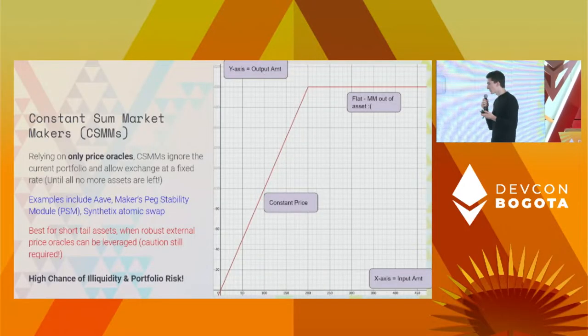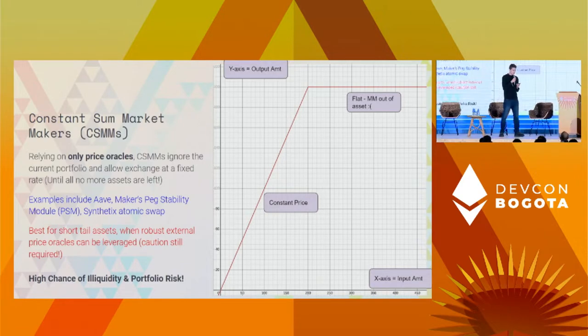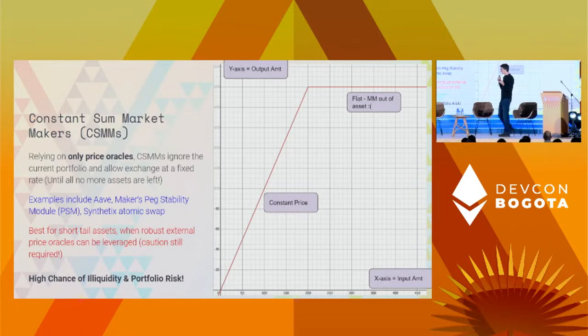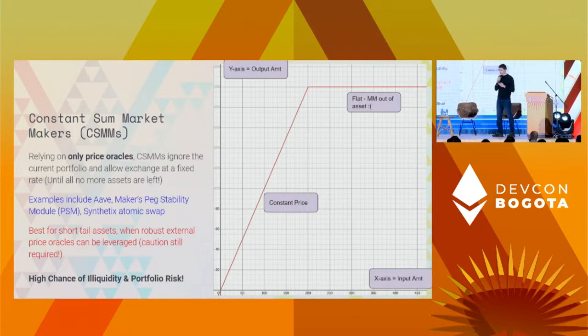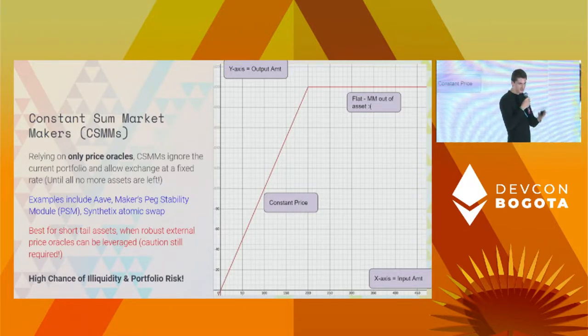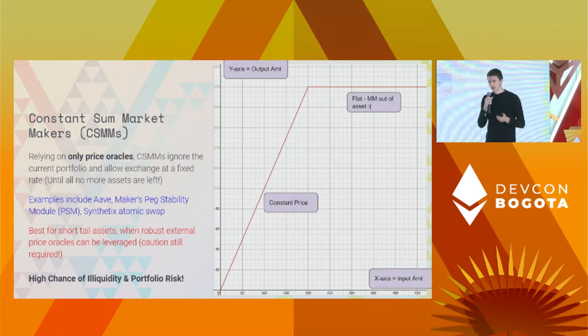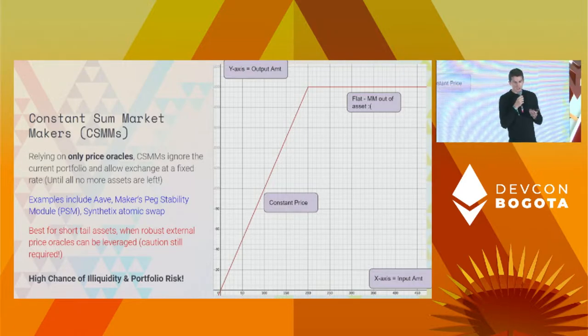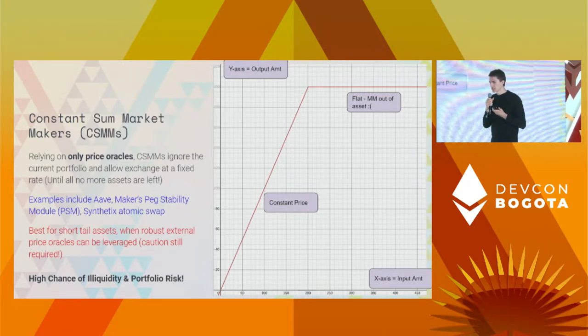Now, on the other hand, as we said, if you can leverage an oracle, that can lead to much better pricing. And so a constant sum market maker is sort of the full-on embodiment of this, right? So a constant sum market maker will provide a fixed rate of exchange at whatever the oracle is. So you can see on the trading function on the right, there is now a completely constant slope, so a constant price, all the way up until the market maker runs out of assets, at which point you can't trade anymore, right? Because the market maker no longer owns any of this output asset.